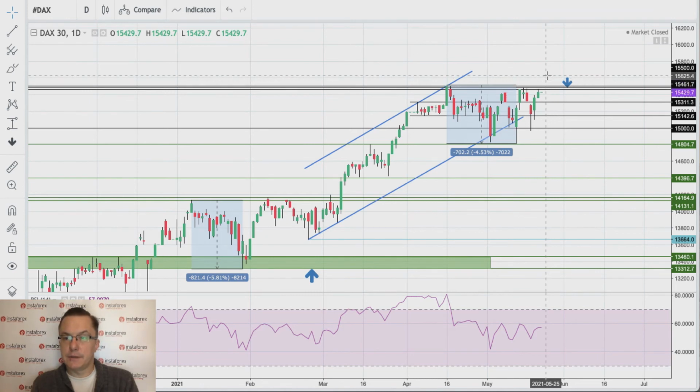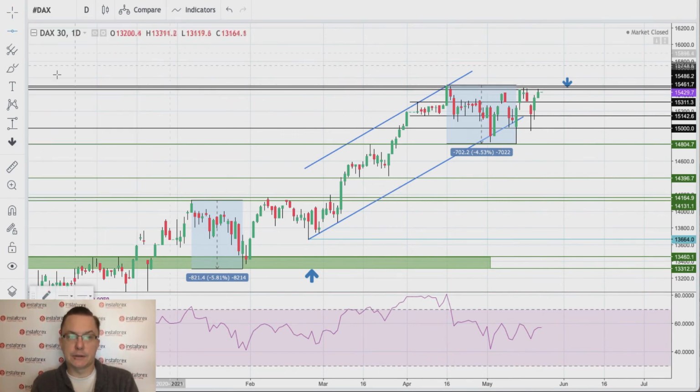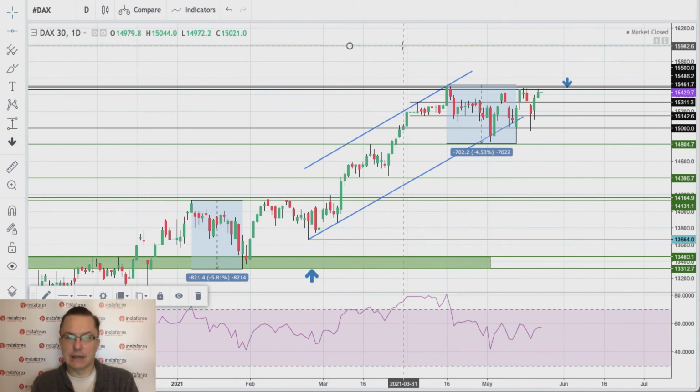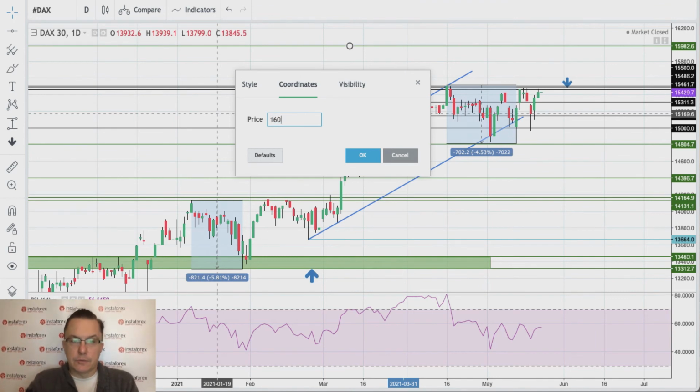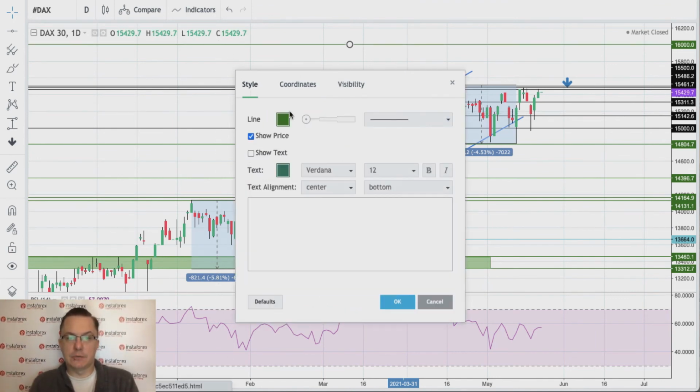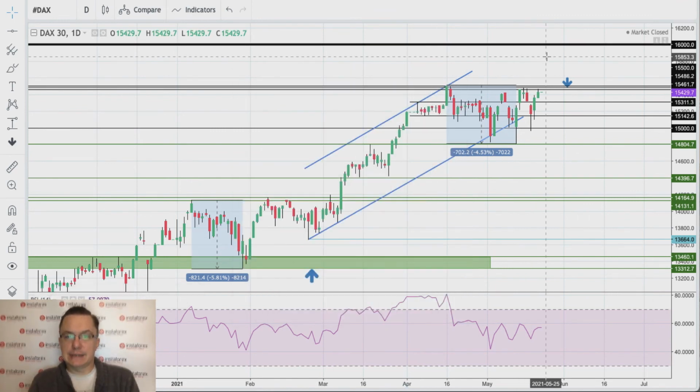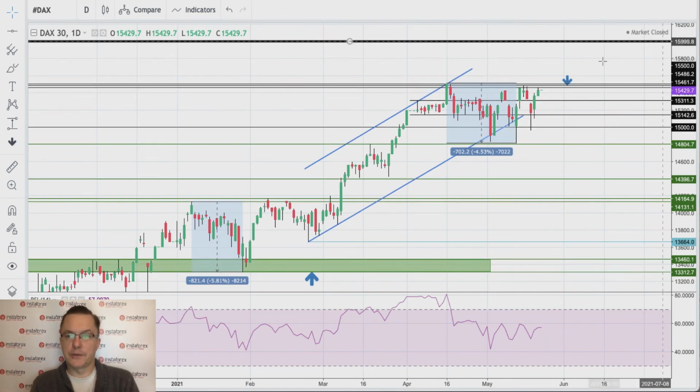15,500, 15,600, 15,800. I think we should place a horizontal line on the target of 16,000 points, because so far it doesn't actually look like the market wants to stop, or the market wants to pause the rally. So the next target is the round, psychological level around 16,000, and this is the level we should keep an eye on the DAX.